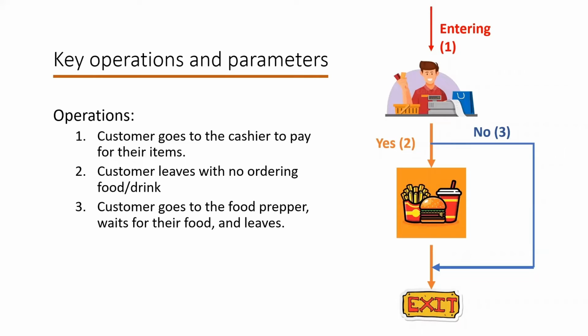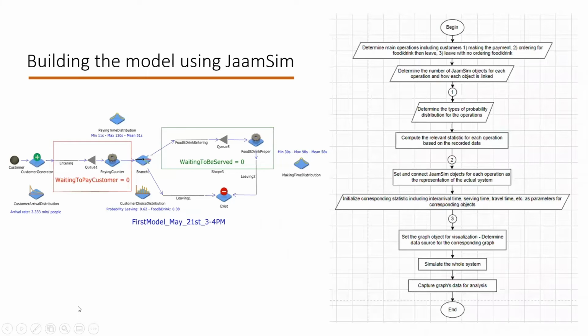Based on observation of the actual Circle K system, we identify 3 main operations for our model. Which are first, the customer goes to the cashier to pay for their items, second, the customer leaves with no ordering food and drink, and thirdly, the customer goes to the food prepper, waits for their food and leaves. So I'm going to introduce you our process to build the model on Jamsim.